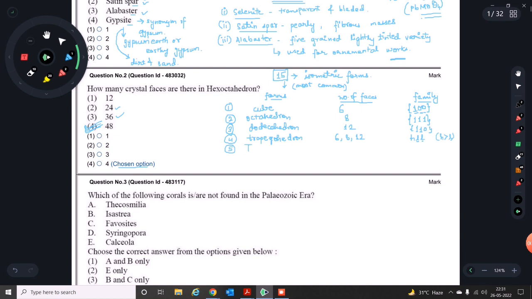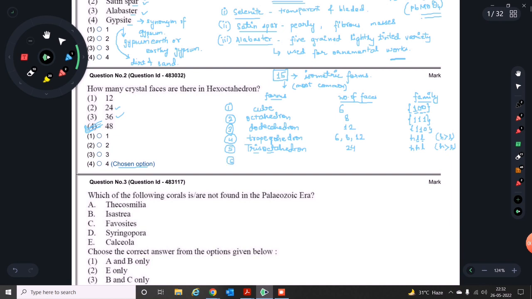Then after trapezohedron, we have tris octahedron. As I said, the shortcut is 8 into 3, which is 24. The total number of faces for tris octahedron is 24. Here we have HHL, and again, H is greater than L.